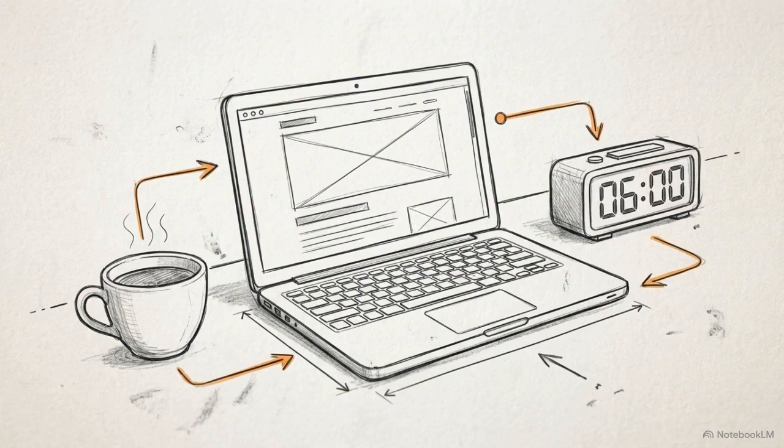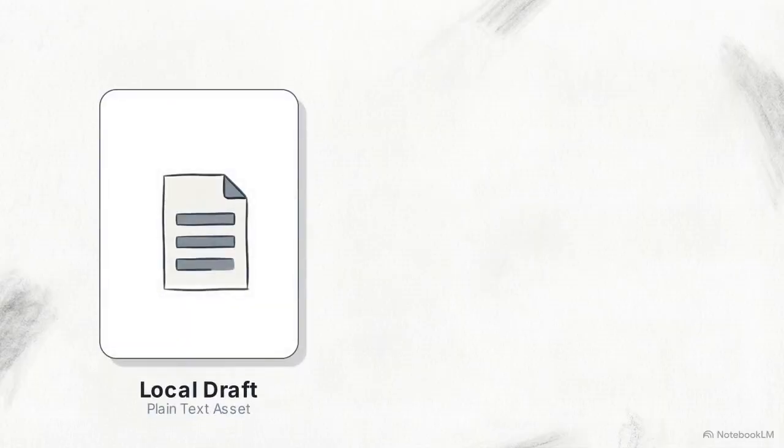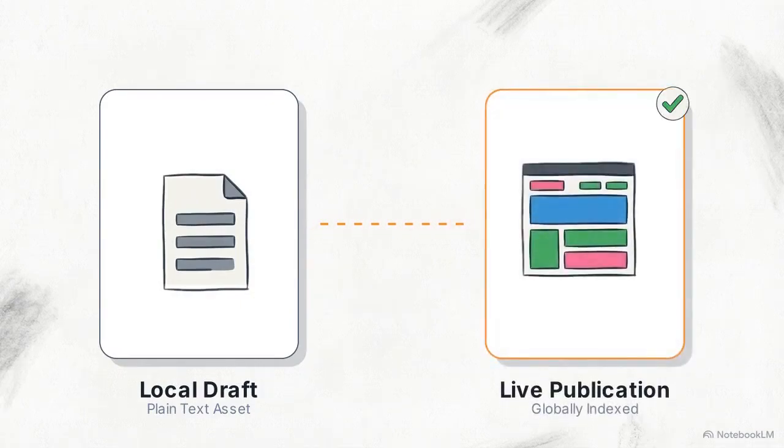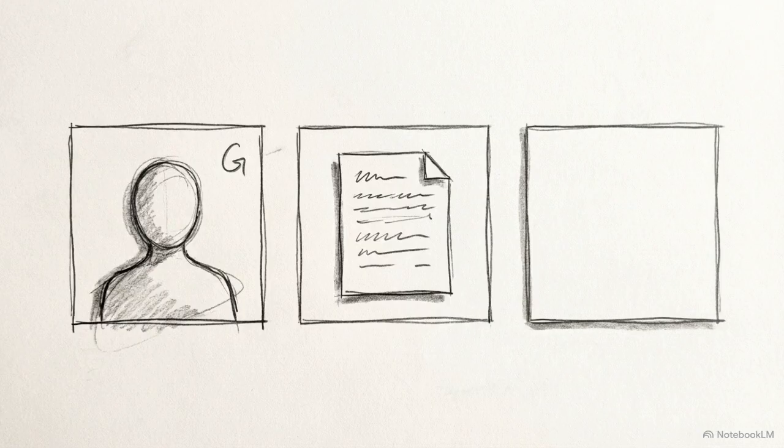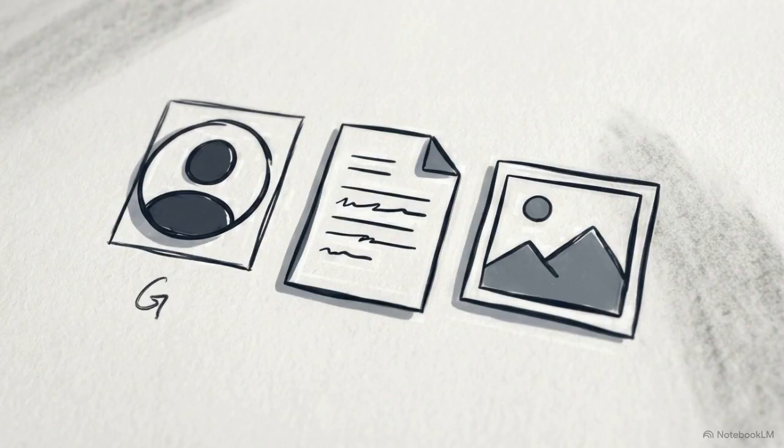Over the next 6 minutes, we are going to walk through the exact process of taking a plain text draft and turning it into a live, globally accessible web page. You will need 3 assets to complete this deployment: an active Google account, a text document containing your draft, and a high-quality local image file.